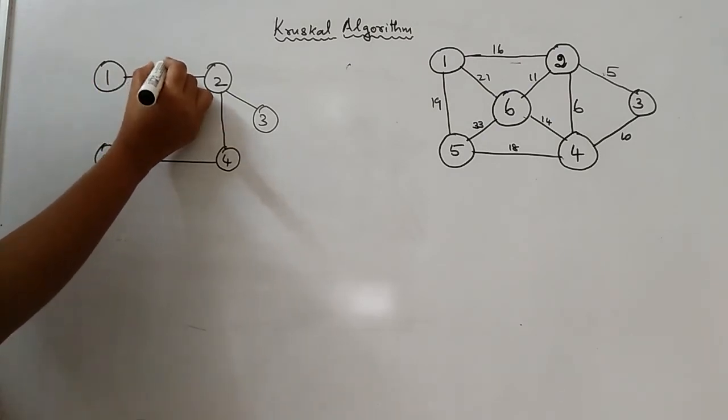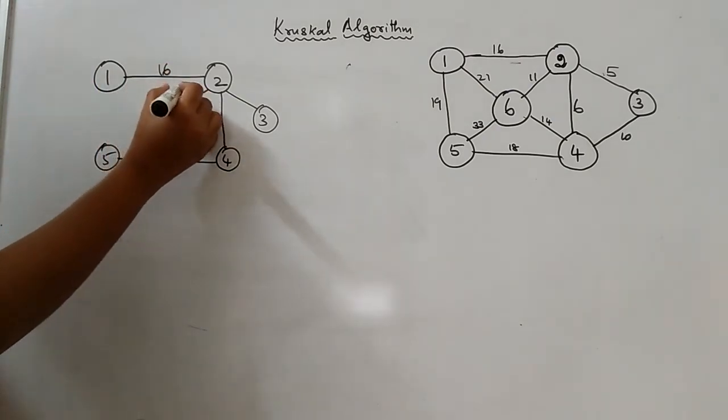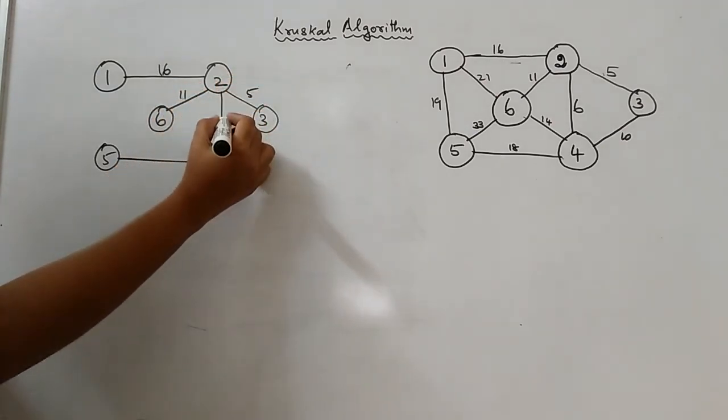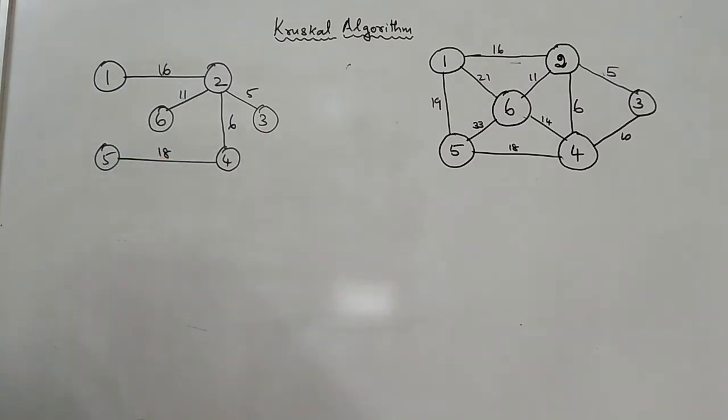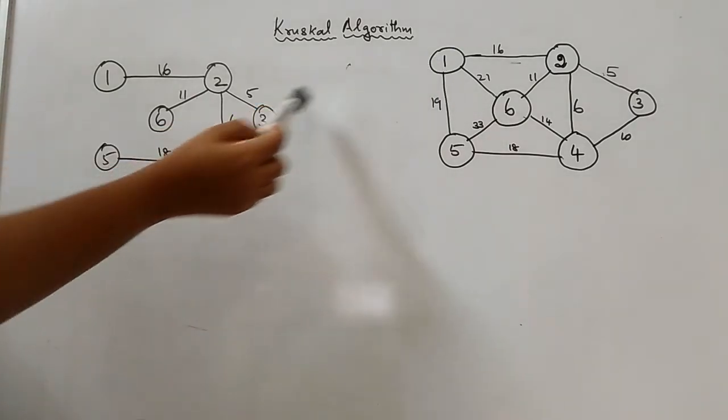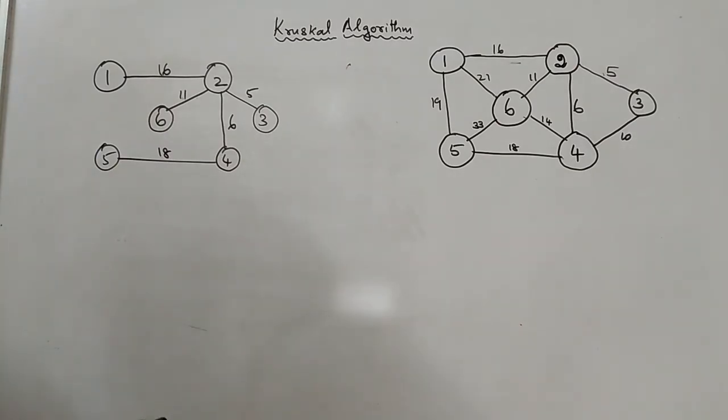So from 1 to 2 you are having 16, and here you are having 11, and 5, 6, 18. So you can take up this original graph and consider this spanning tree with minimum cost. Check it here. Spanning tree definition you know very well. We are just going to cover all vertices with the minimum number of edges. Here we are going to cover the minimum number of edges with minimum weightage, that's all.